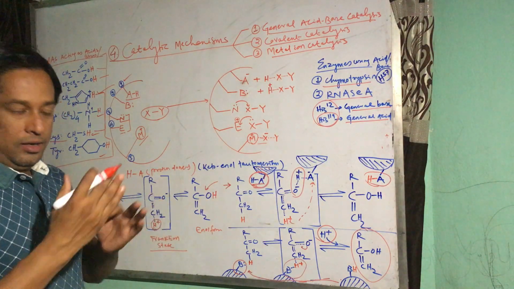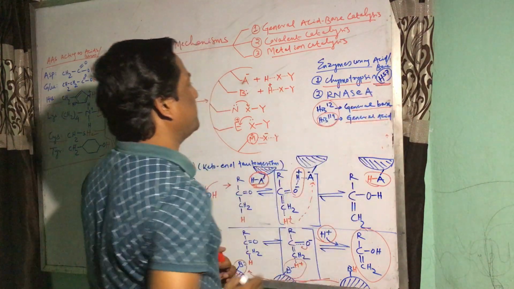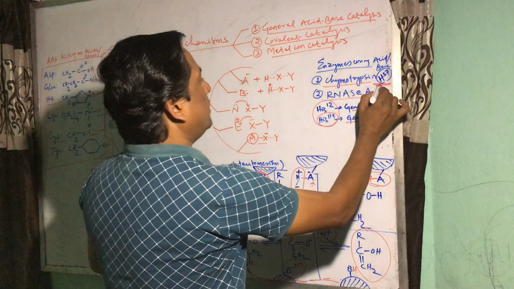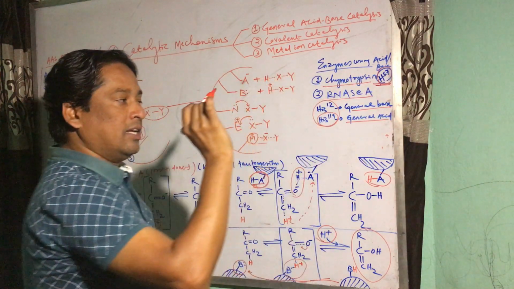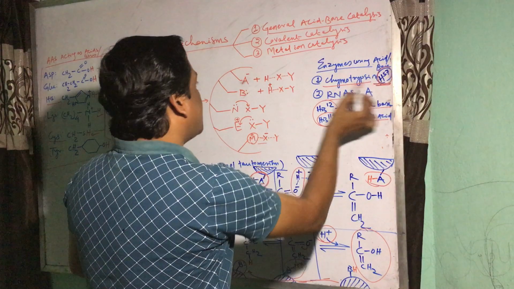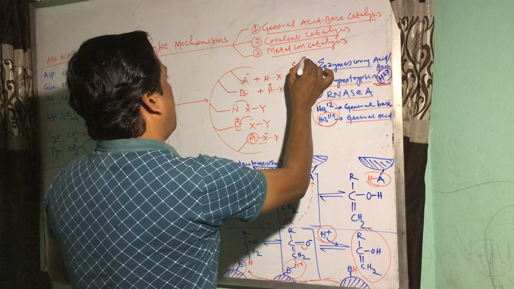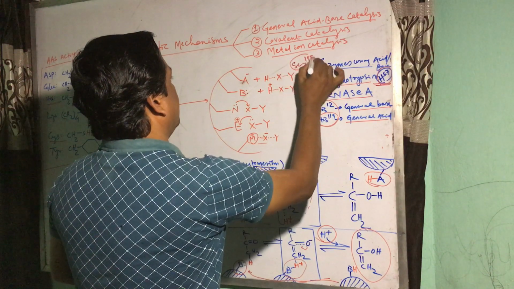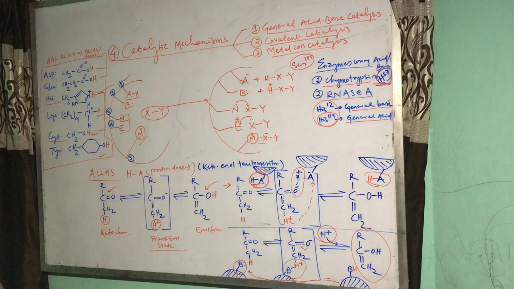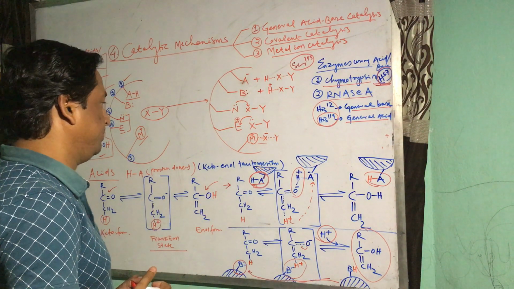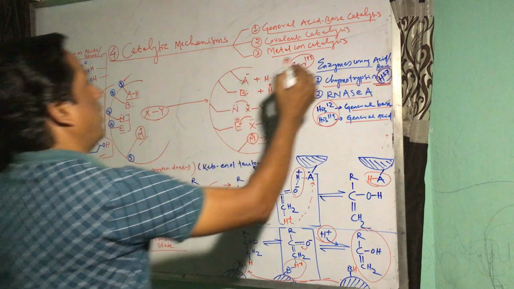In subsequent videos, we will be studying the mechanism of chymotrypsin, where histidine 57 acts as a general base to abstract a proton from serine 195, thus making serine 195 a powerful nucleophile to attack the peptide bond. In the subsequent videos, we will also be looking at covalent catalysis.